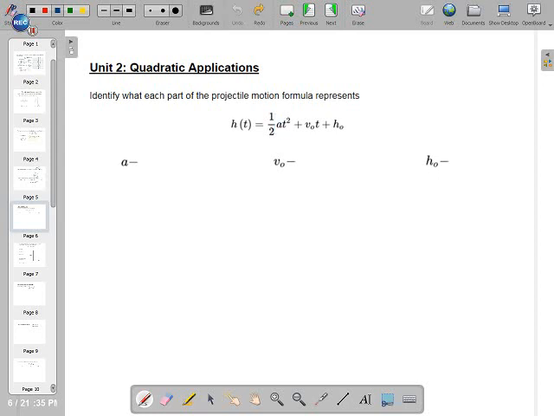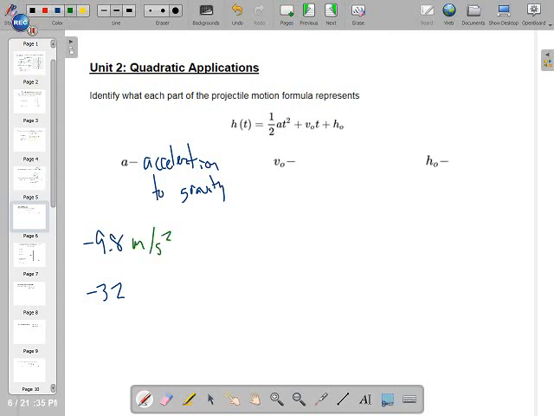You need to recall, though, the projectile motion formula. A is acceleration, and it's usually due to gravity. So we usually say it's almost always going to be due to gravity in these problems. The two numbers that you see a lot of are negative 9.8 and negative 32, and that's depending on the units.